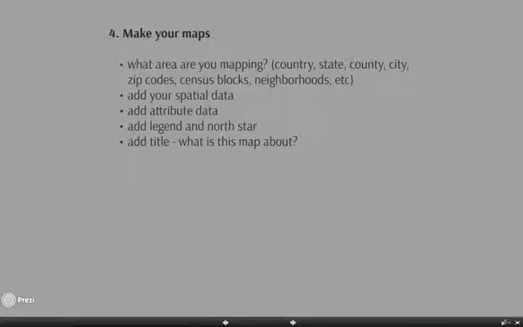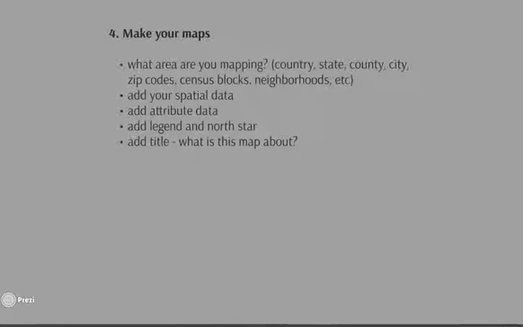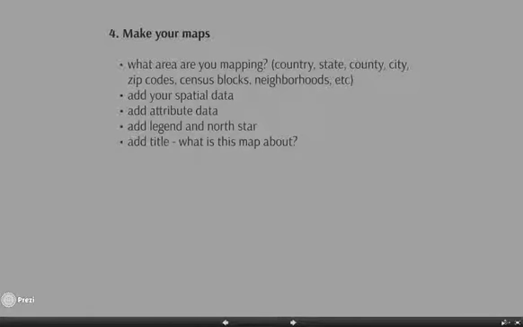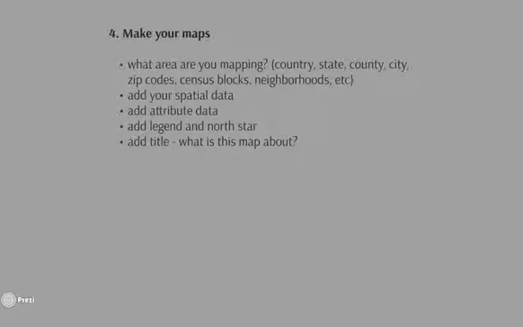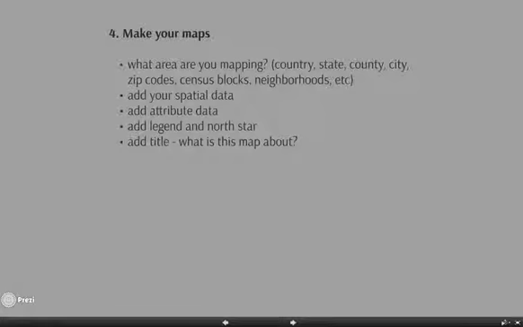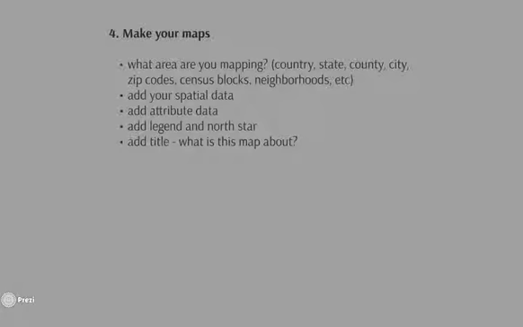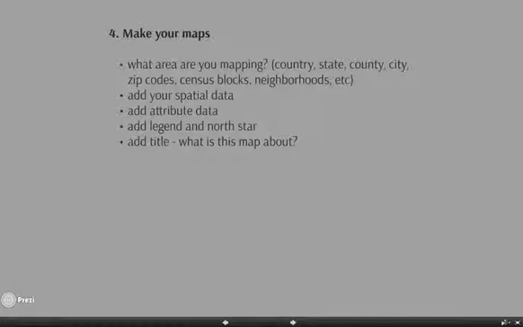And we're also going to add the attribute data. So any characteristics that we want to map. If we want to add the population of that area, if we want to add the income levels, if we want to add particular locations in the area, that's what we're going to add. And then we also are going to add a legend and a North Star, and also a scale bar. And lastly, we're going to add a title that can help the reader navigate your map and say, what is this map about?